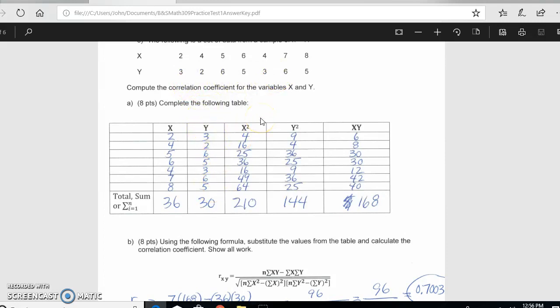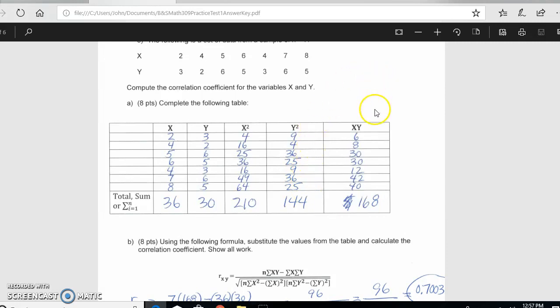And then in the third column, we're going to square all of the x values. So the 2 squared gives me 4, the 4 squared gives me 16, and so on. All of the x values are squared in this column. Then we would do the same thing for the y values in this column here. 3 squared gives me 9, 2 squared gives me 4, 6 squared gives me 36, and so on. All the y values are squared.